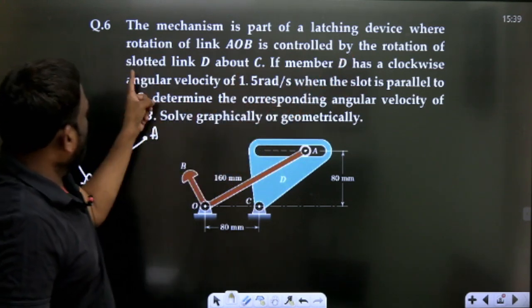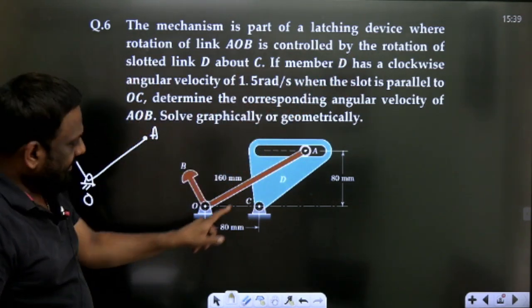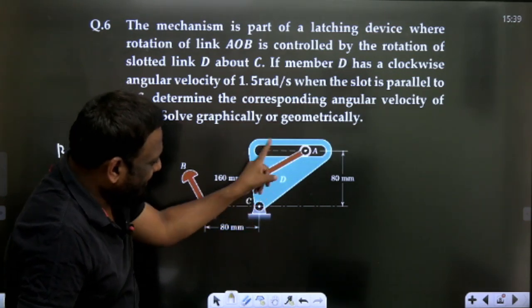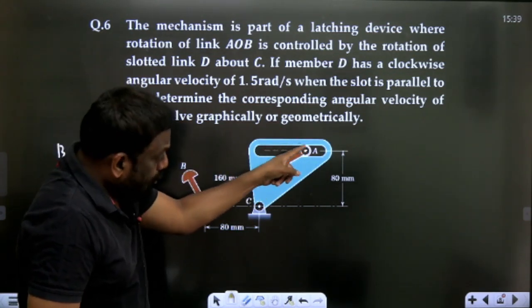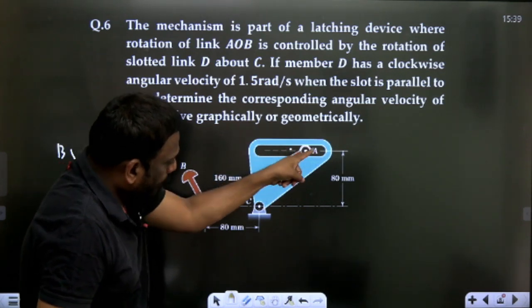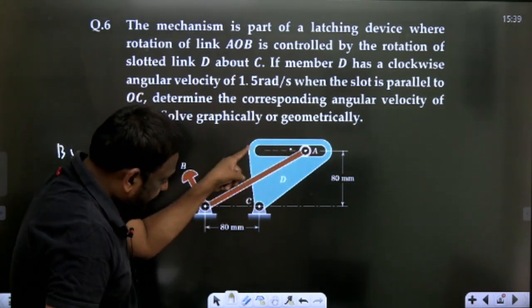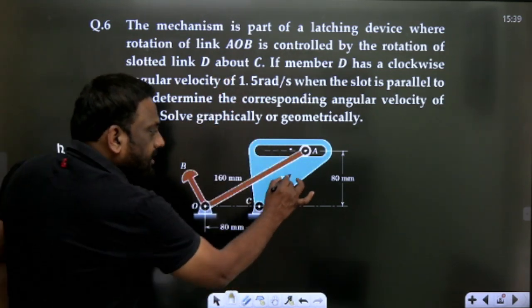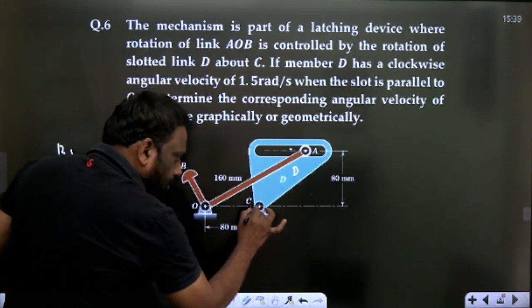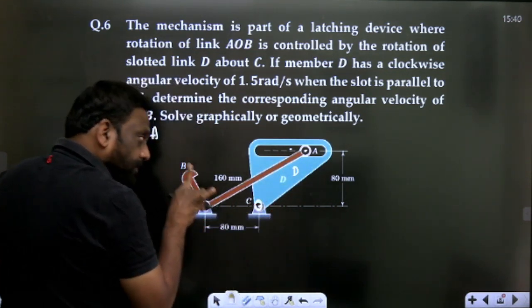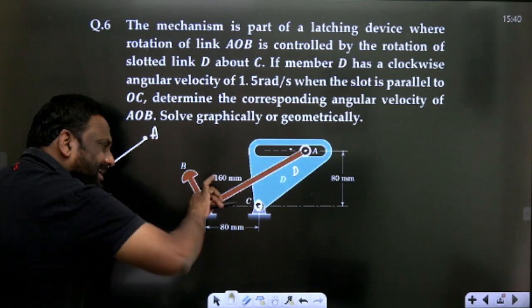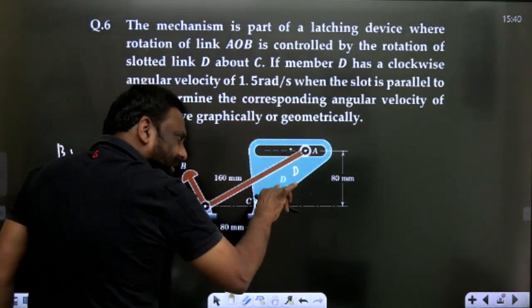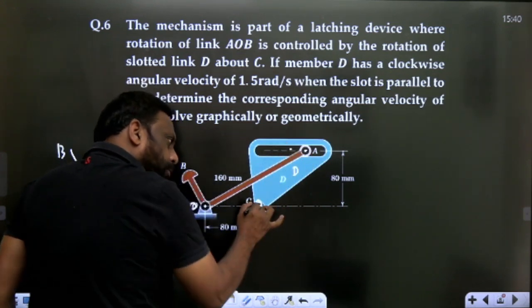And is controlled by the rotation of a slotted link D. There is a link D, the green or blue one, whatever it may be. So there is a slot in this. This is the slot. And in that slot, this link is sliding. A is sliding. And this slotted link D is rotating about this point C. Note down that AOB is rotating about this O point, and this link D, slotted link, there is a slot, is rotating about point C.